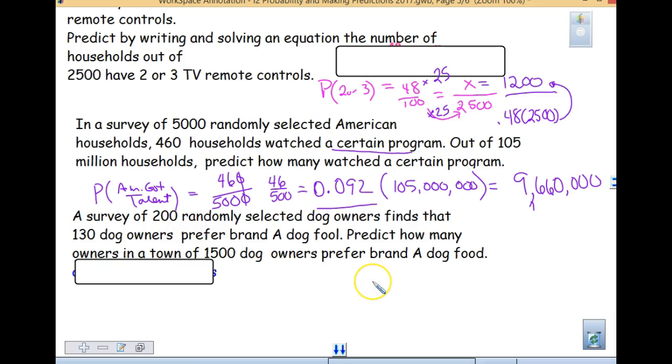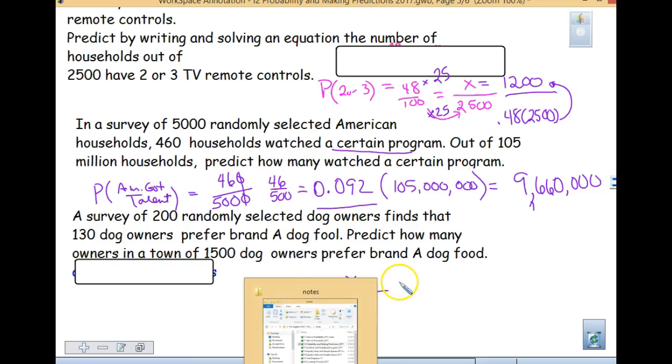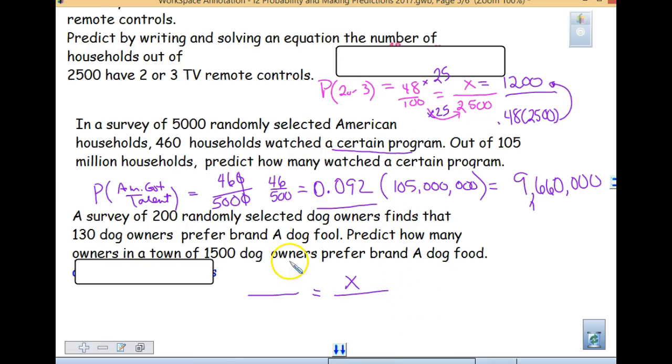The next one says you surveyed 200 randomly. I would like you to do this one on your own, please, right now. Set that fraction up. I want to see a fraction, probability equal, and then I want to see how you figured that out. So do that right now. Read the question on your own. If I am setting it up, Micah, I might have started with what?